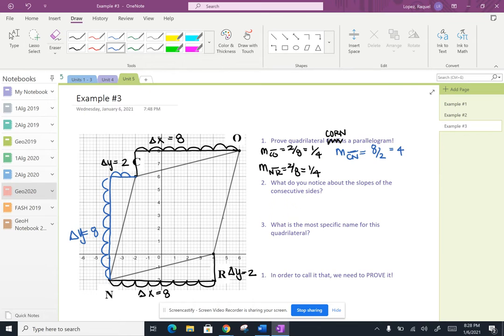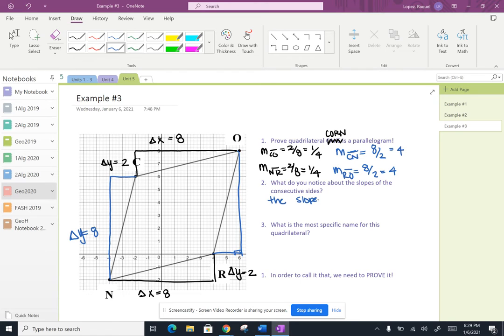Okay, now let's find the slope of RO, segment RO. So slope of segment RO. Okay, my change in y, let's go ahead and count that. 1, 2, 3, 4, 5, 6, 7, 8. My change in y is going to be 8, and my change in x is 2. So I've proved that the opposite sides are parallel, so I know that this is for sure a parallelogram. But something I noticed about the slopes of the consecutive sides is that they're very similar. They're just reciprocals of each other. They're not opposite reciprocals. They are just reciprocals.